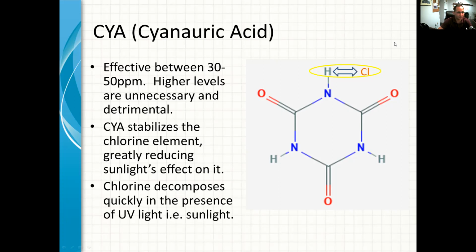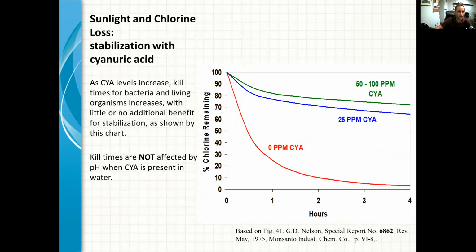So let's see the next slide, if I can get to it. So this slide, I wanted to show you something I was talking about before. I think without any CYA, this is the percent chlorine. So you start out at 100% chlorine, and this axis is the number of hours. So 1, 2, 3, 4 hours later.